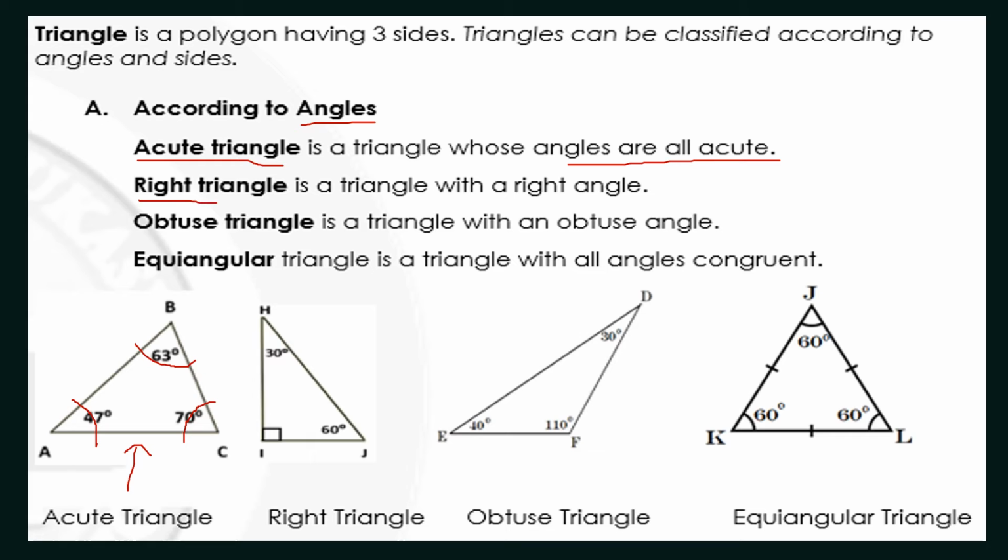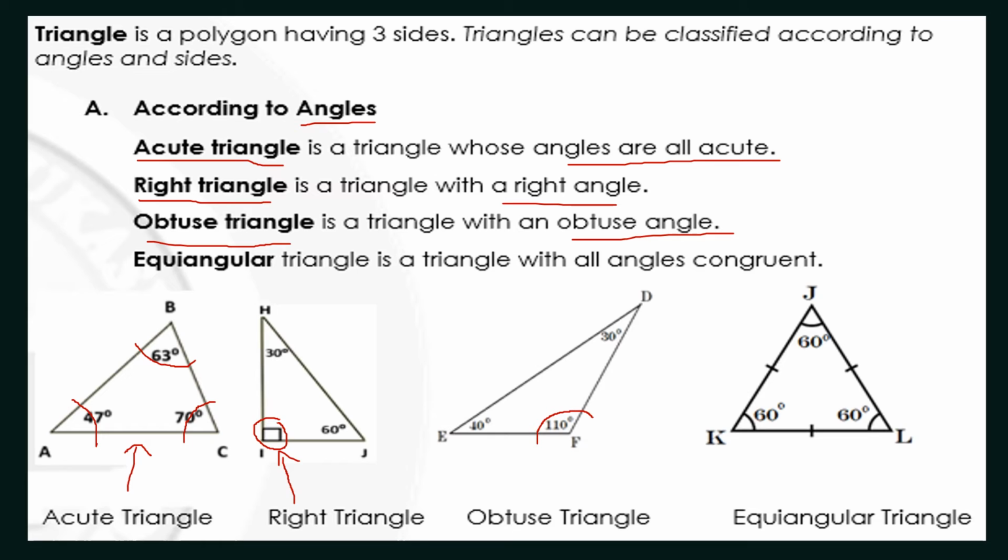Then, we have the right triangle. Meron siyang right angle. So, ito yung right angle dito. Alam natin pag right angle ay 90 degrees ang sukat. Okay? So, since meron siyang right angle, ang tawag ay right triangle. And then we have the obtuse triangle. Meron siyang obtuse angle. So, pag obtuse angle, more than 90 degrees.